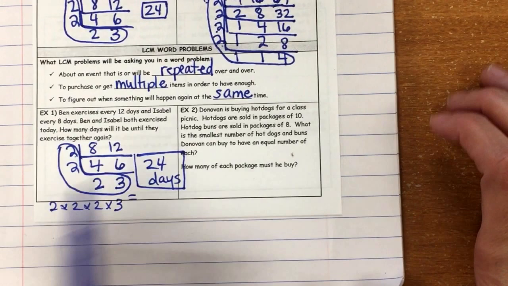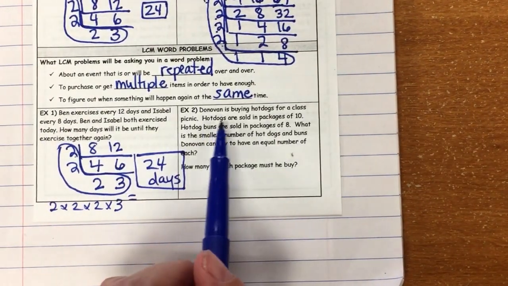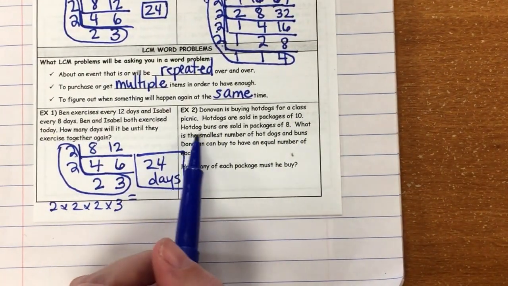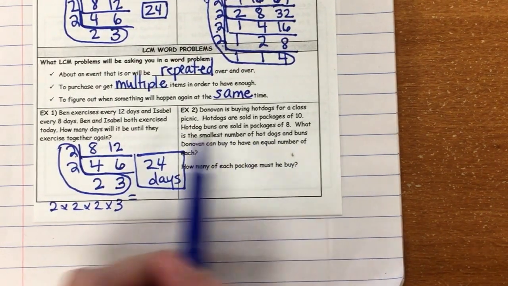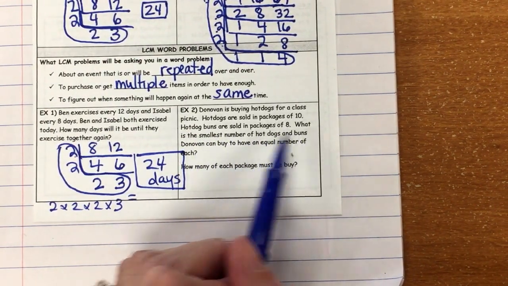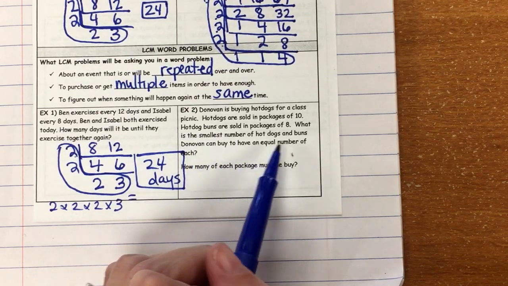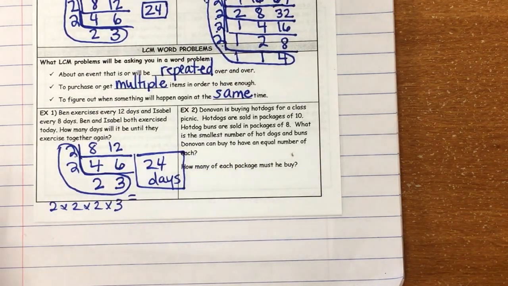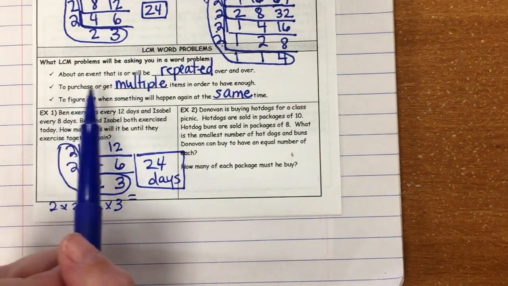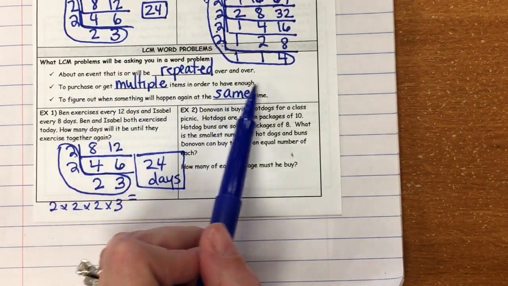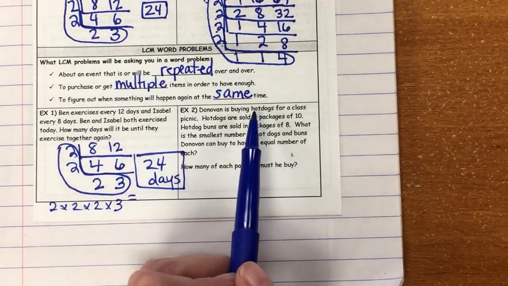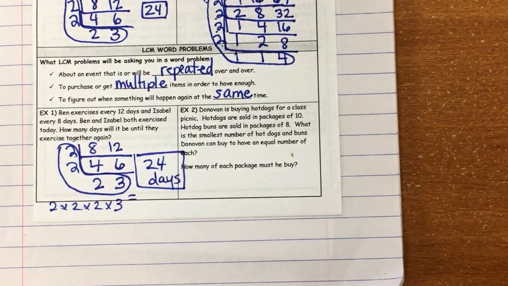Donovan is buying hot dogs for a class picnic. Hot dogs are sold in packages of 10. Hot dog buns are sold in packages of 8. What is the smallest number of hot dogs and buns Donovan can buy to have an equal number of each? So in this situation, it looks like you are purchasing multiple items in order to have enough. You have hot dogs and hot dog buns. Every hot dog has to have a bun with it. So I want to make sure I have the same number of hot dogs and buns. So this is an LCM problem.